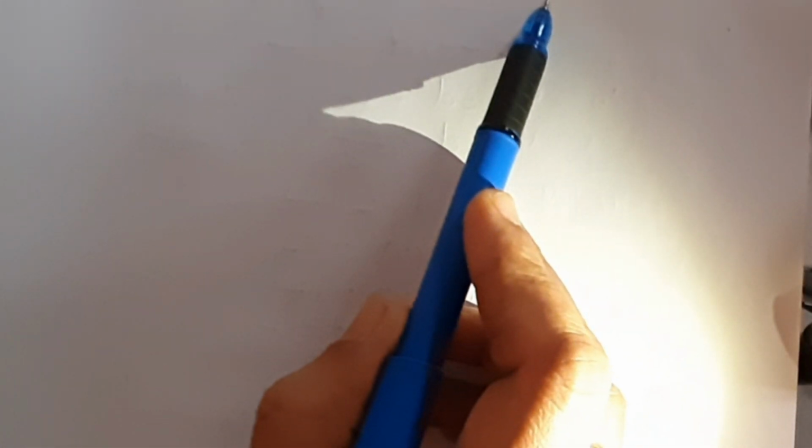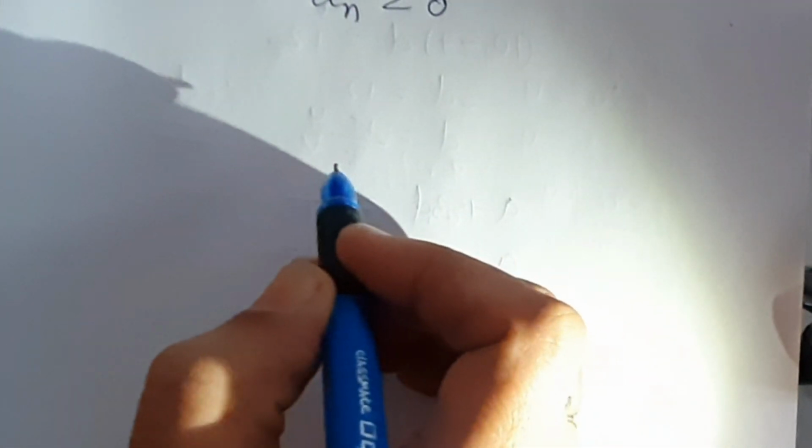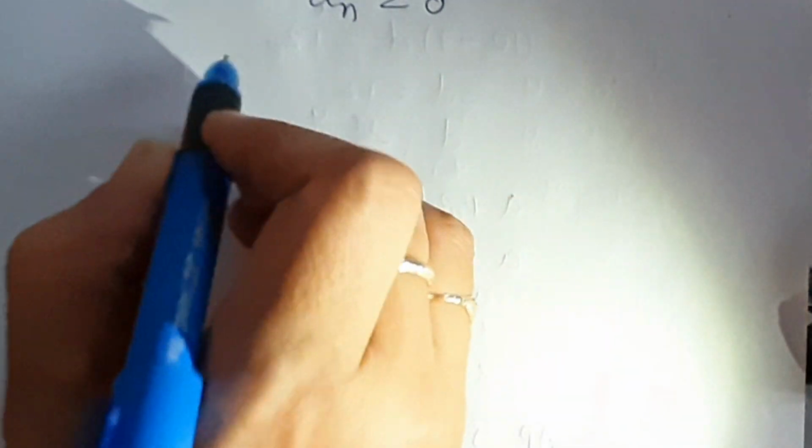Now the next question, where they can give the sequence and ask for the first negative term: 112, 107, 102, and so on. We need to find the first negative term. So for the first negative term, we will consider an to be less than 0. Let's start with the an formula.